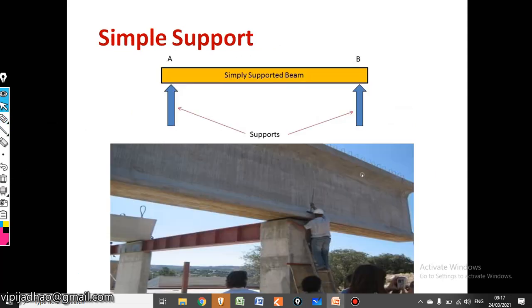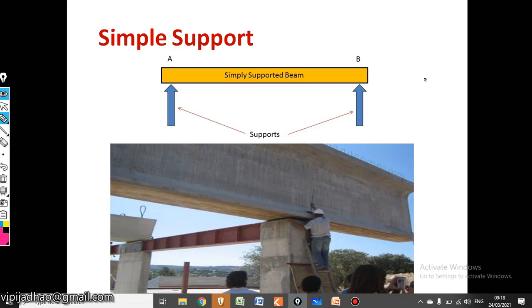Now you can see here this picture shows a simply supported beam. The beam is simply supported here. You can see some column or pedestal here, and this particular girder of a bridge is just simply placed over this pedestal. So there is no direct connection between these two. Therefore this is a type of simple support.